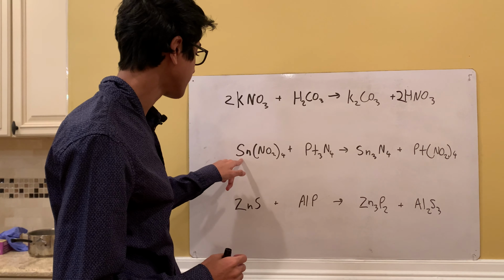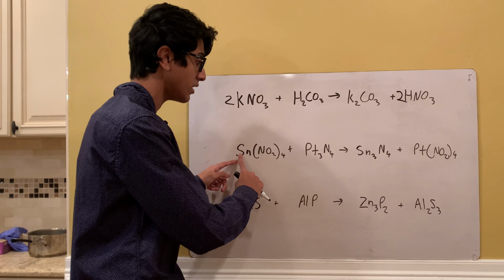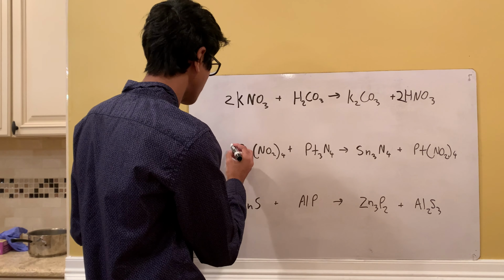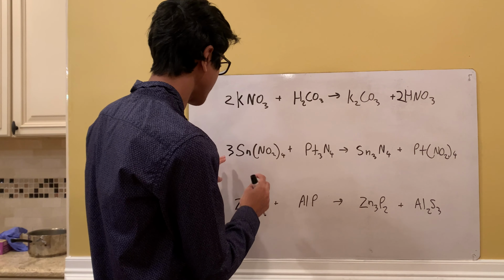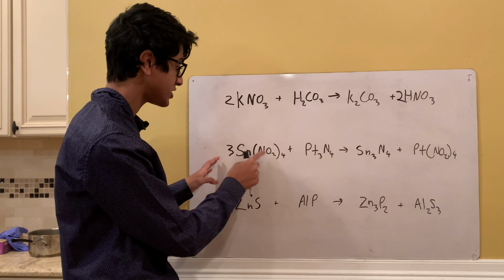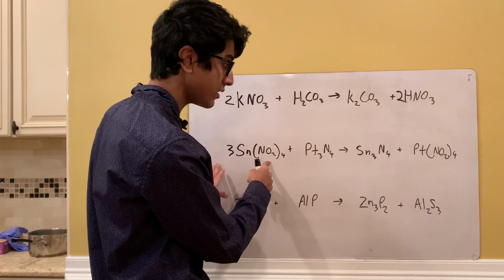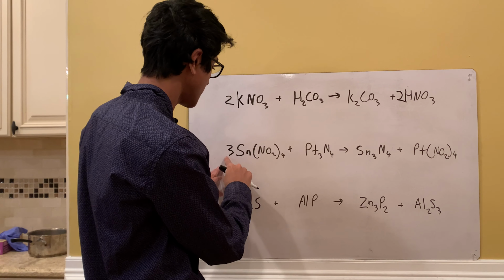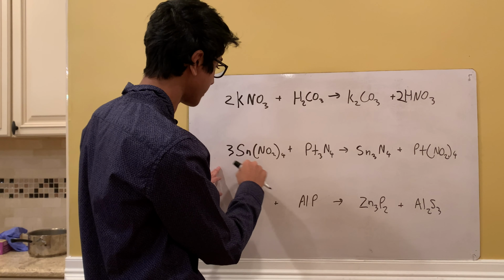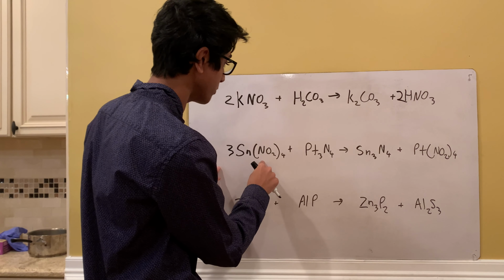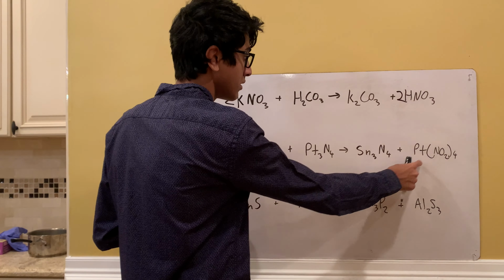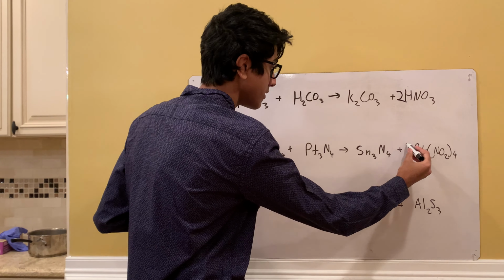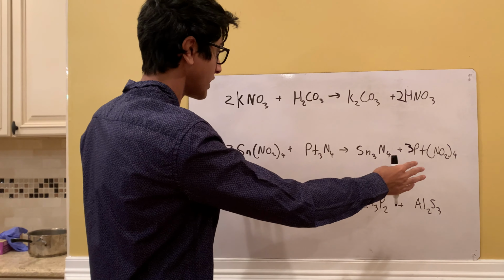We got 1 SN on this side. So now let me check how many SNs are on this side. We got 3 SNs on this side. So let me just throw a 3 over here. And by doing that, what did I change? I changed the amount of NO2s. And there's originally 4 NO2s. By adding this 3, you multiply 3 by 4. I have 12 NO2s now. Let me check this side. 4 NO2s. So let me multiply it by 3 and also make 12 on both sides.